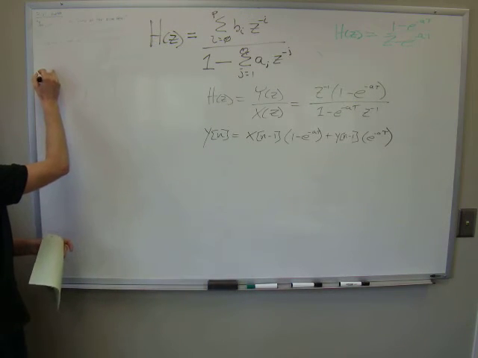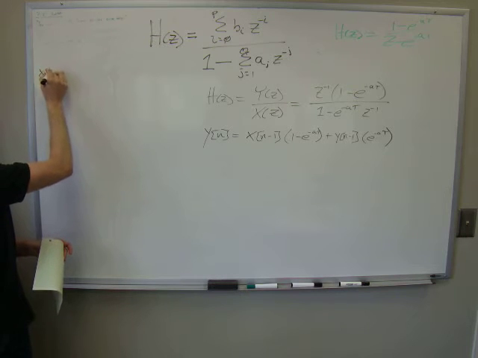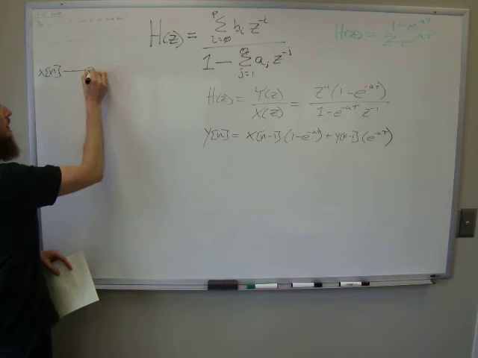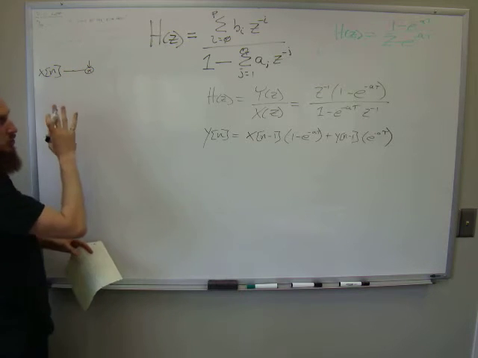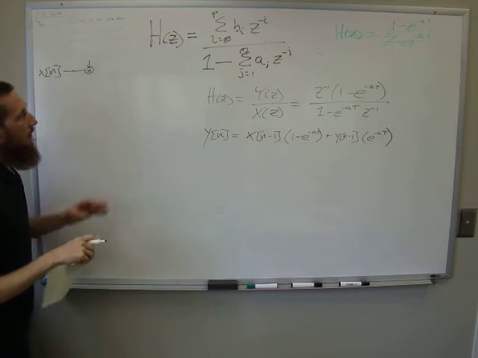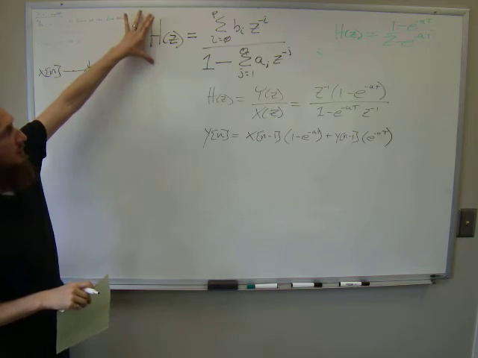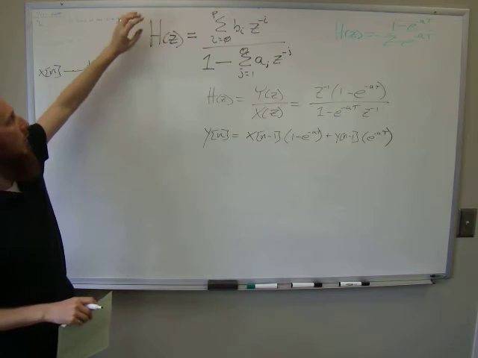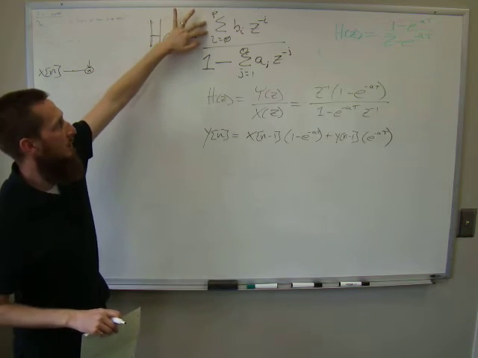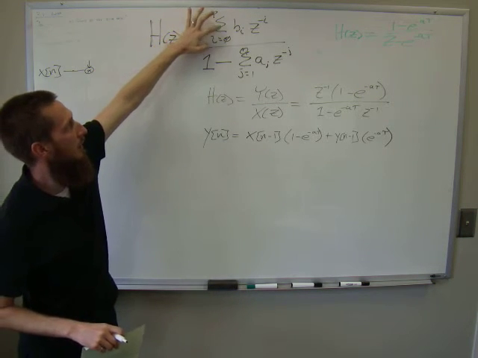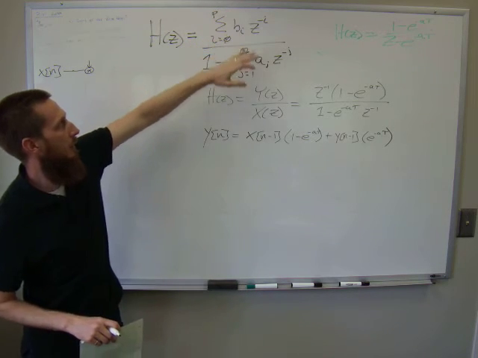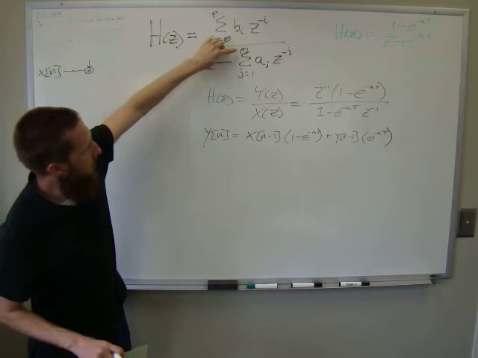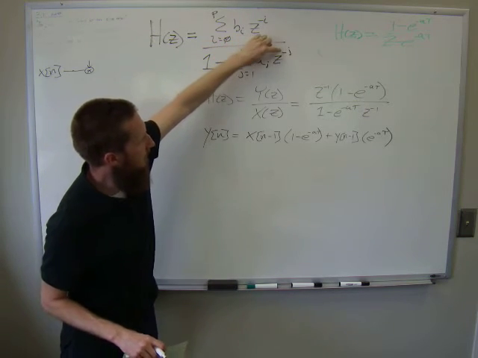So this is x of n that goes into a multiplier, and this is the generic form of what I'm drawing, and I put this equation up here. This is the generic form of the transfer function that we want to achieve. So h of z is equal to the summation from i equal to 0 to p of b of i z to the negative i, divided by 1 minus the summation from j equal to 1 to q of a of j z to the negative j.